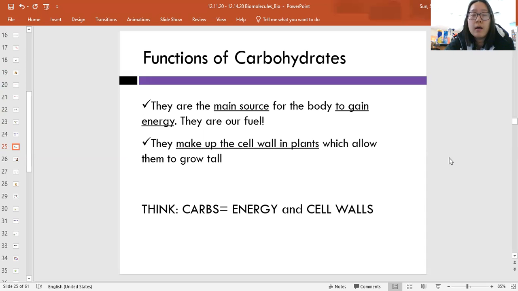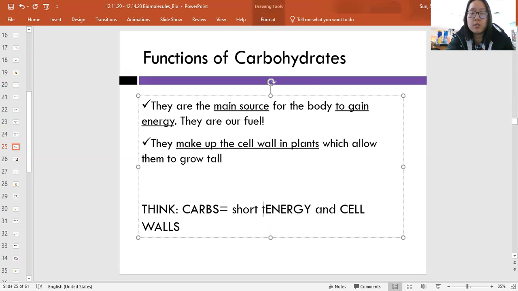They also serve a function for structures. They make up the cell wall in plants, which allows them to grow tall and not bend and break and die. So carbs are for energy and for cell walls. Specifically for energy, we want to say that they are for short-term energy. They're not long-term energy. They're not stored. Carbs are used immediately after they're eaten, as soon as they can be.